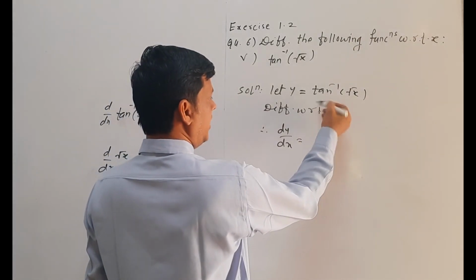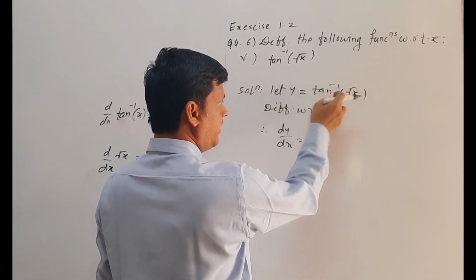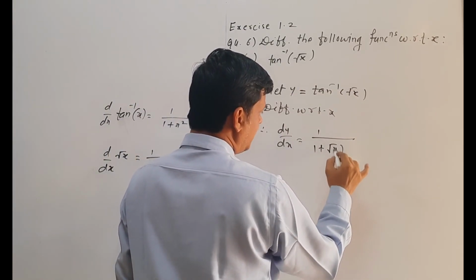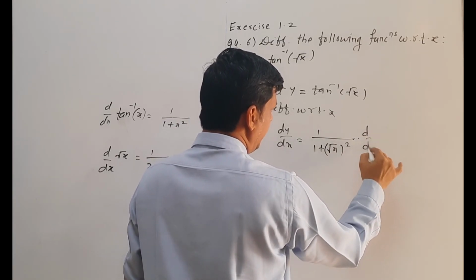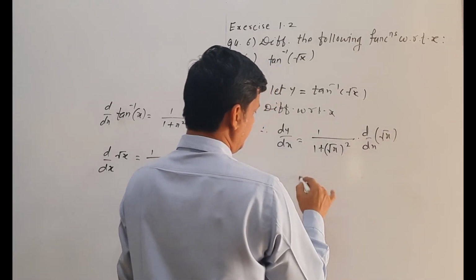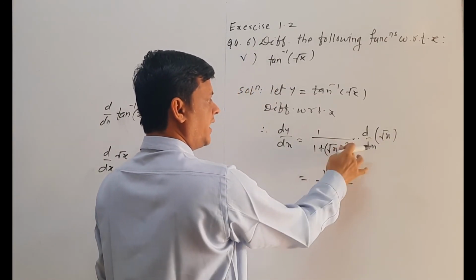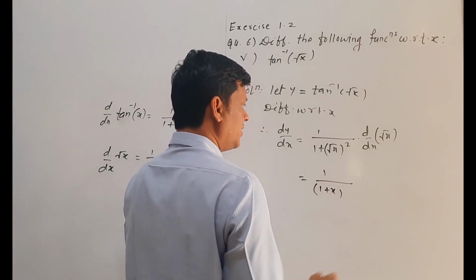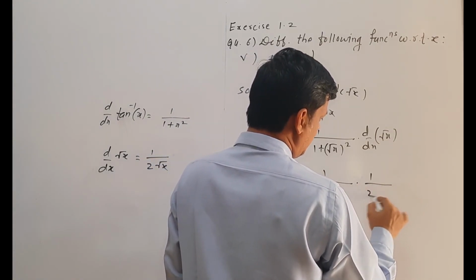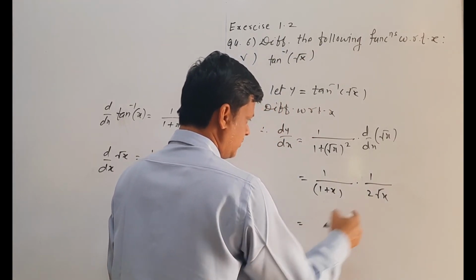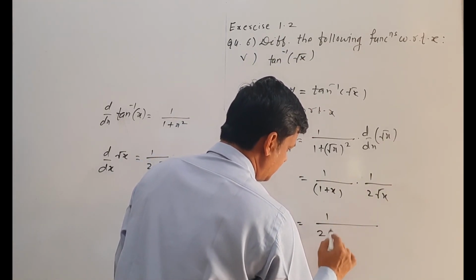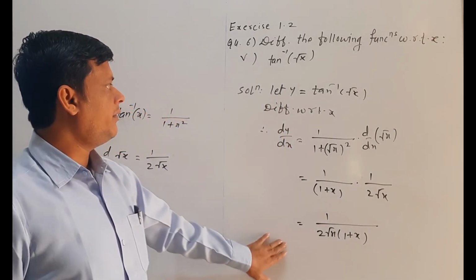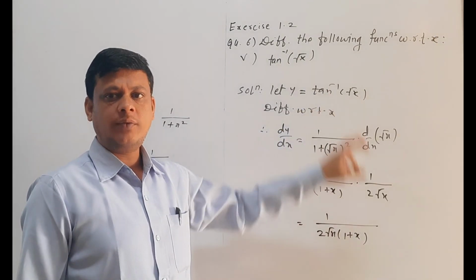So first we find the derivative of tan inverse, that is derivative of the outer function, that is 1 upon 1 plus root x its square into derivative of root x. So square and square root get cancelled here. So we write 1 upon 1 plus x into derivative of root x is 1 upon 2 root x. So we write this 1 upon 2 root x into 1 plus x. So this is the derivative of y equals tan inverse of root x.